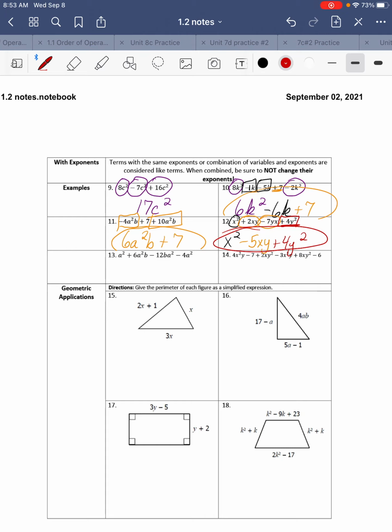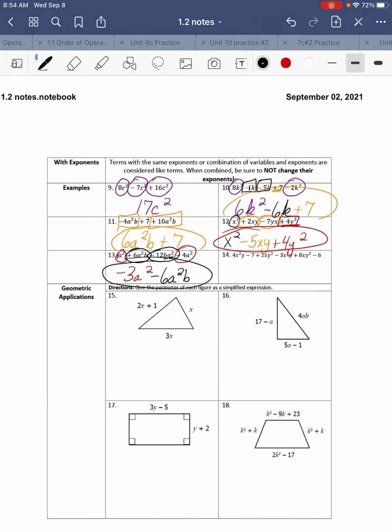All right, number 13, we have a squared. That's 1a squared minus 4a squared. 1 minus 4 is negative 3a squared. And we have positive 6a squared b. I see an a squared b, so that's minus 12a squared b. I know the terms or the variables are switched around, but that's okay. And we have 6 minus 12 is negative 6a squared b.